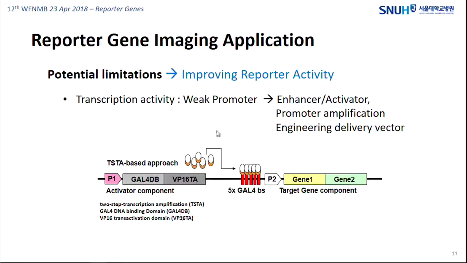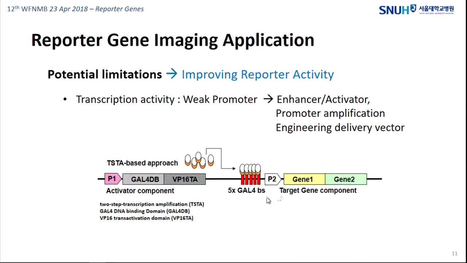So in order to improve this, people try to make up for a weak promoter to improve reporter activity, to add an enhancer or activator, or to engineer the vector. Until now, several kinds of activation have been reported, and two-step transcription amplification is really successful. Actually, it contains the GAL4 DNA binding domain and the VP16 transactivation domain, and it generates a lot of VP16 transactivator.